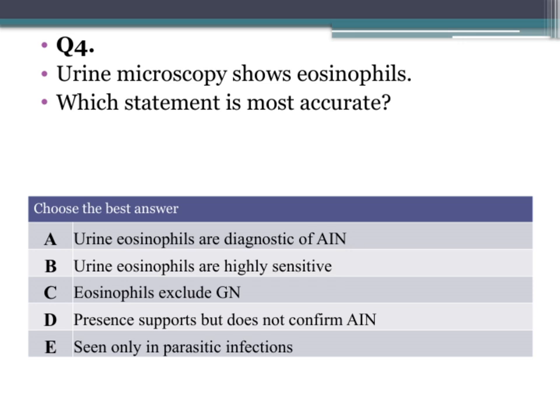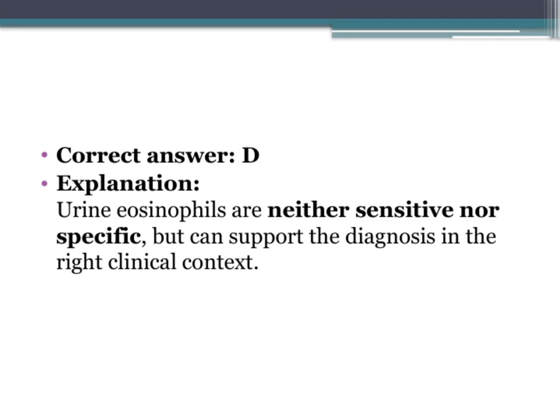Option D says that the presence of eosinophils supports, but does not confirm, AIN. This reflects the reality that while eosinophils are a helpful clue, they are not definitive on their own. And finally, Option E claims eosinophils are seen only in parasitic infections, which is not true in this context. So the most accurate statement here is D. The presence of eosinophils in urine supports the possibility of AIN, but doesn't confirm it outright. This nuance is important because it reminds us to consider the entire clinical picture rather than relying solely on urine microscopy. The correct answer here is D.